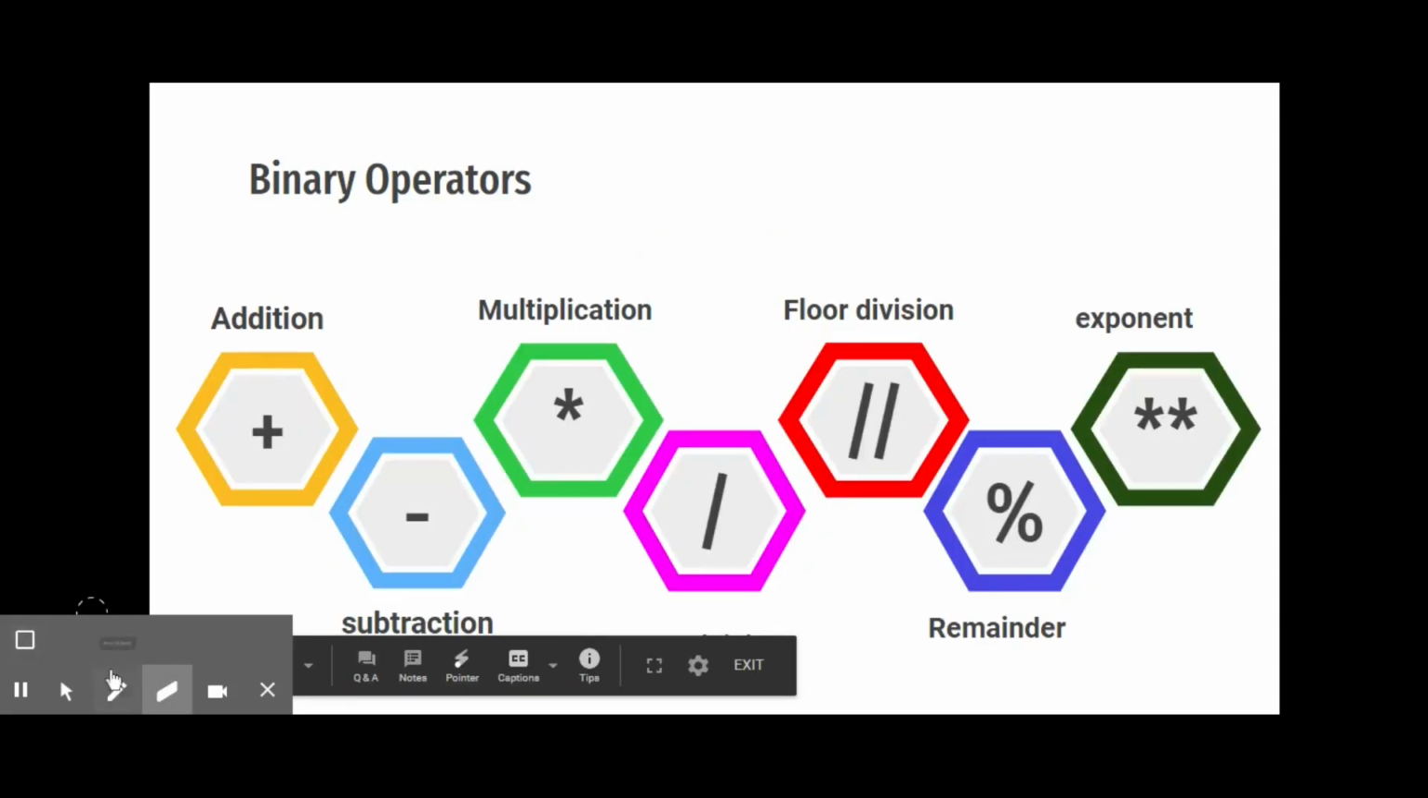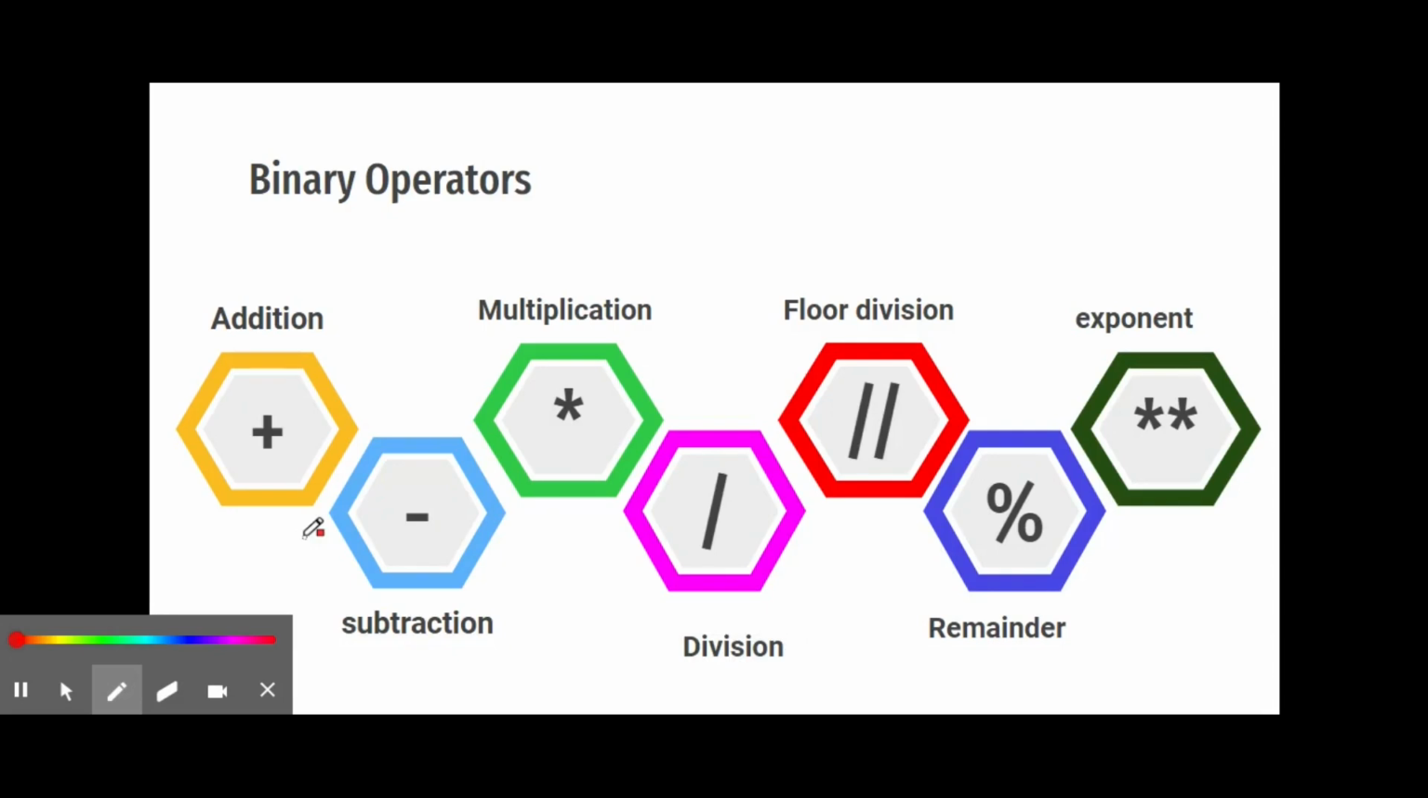Now let us look at the binary operators. So we have 7 different kinds of binary operators. First we have addition, which is used to add two numbers. Subtraction, which will be used to find the difference between two numbers. Multiplication, to multiply two numbers. Division is to divide two numbers. And division will always give you the answer in float.